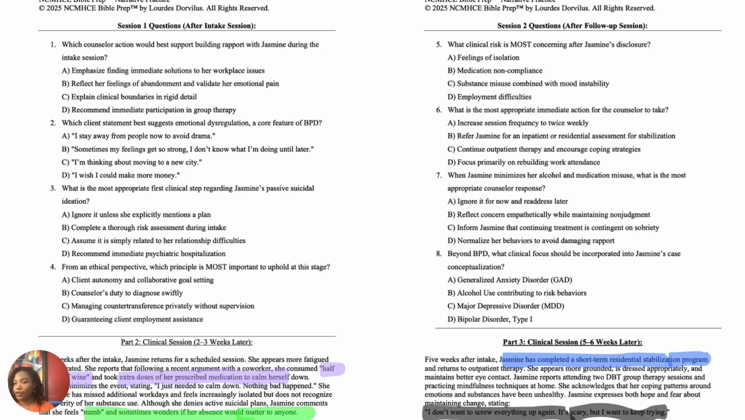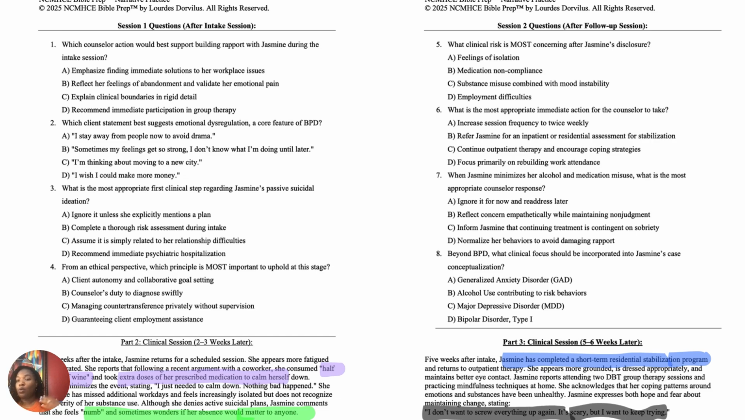Now, again, her needs: she feels numb and she wonders if her absence would matter to anyone. Back again to risk assessment for suicidal ideation. In blue, those are interventions. What she has already done, which is later on in her sessions: she completed a short-term residential stability program. She reports attending two DBT group therapy sessions and practicing mindfulness techniques at home.